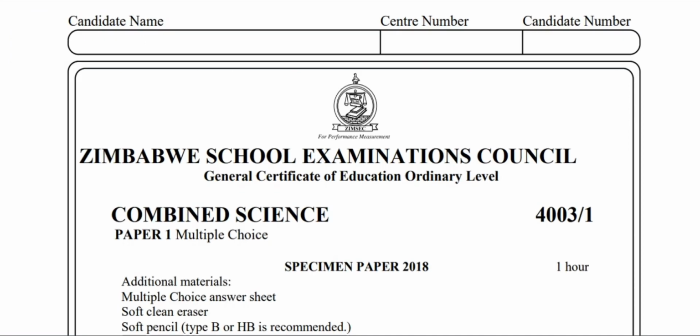Today we are doing the specimen paper for 2018 Combined Science Paper 1, syllabus code 4003. Remember, the paper is only 1 hour, so you need to be fast and accurate so that you answer all the questions correctly but in a timely manner.